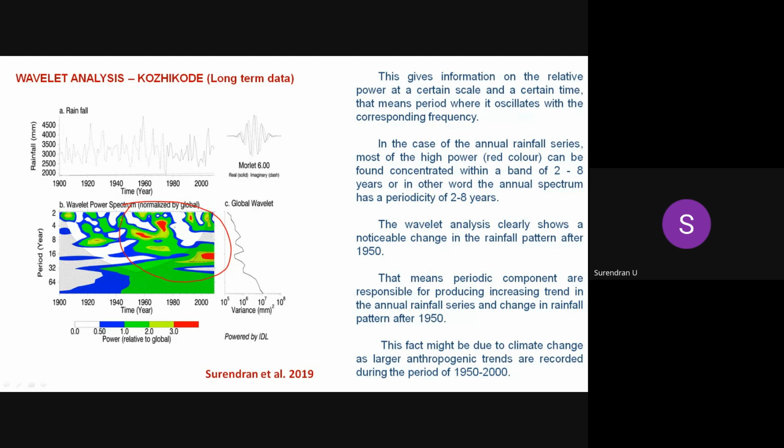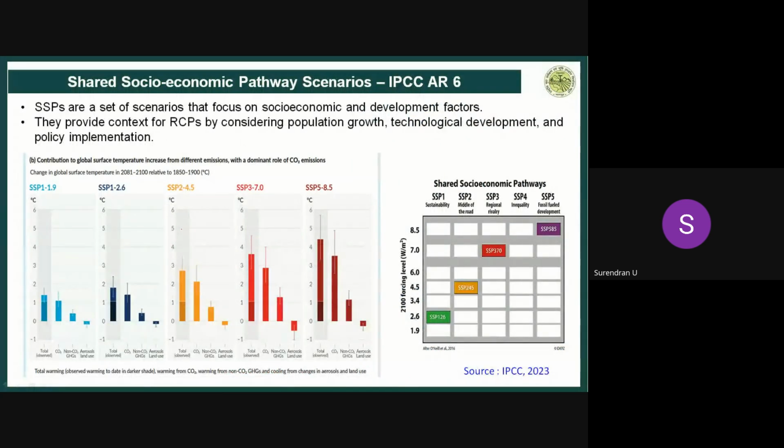Particularly after the 1960s, we can see that the frequency and intensity of the rainfall is changing. This dark red color indicates that, which may be related to climate change influenced by anthropogenic changes.